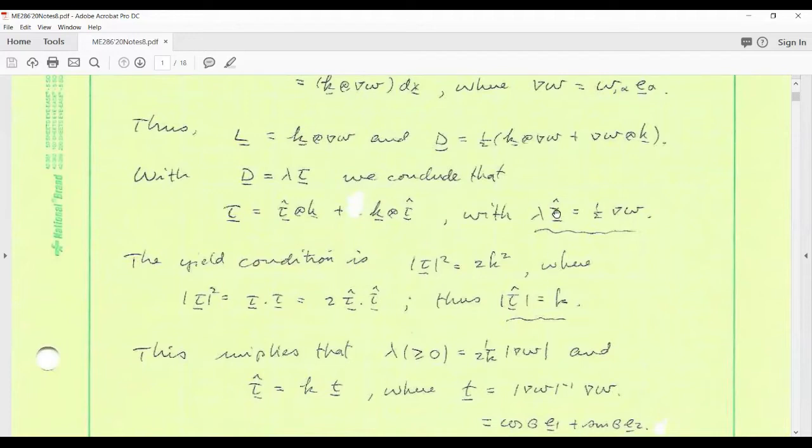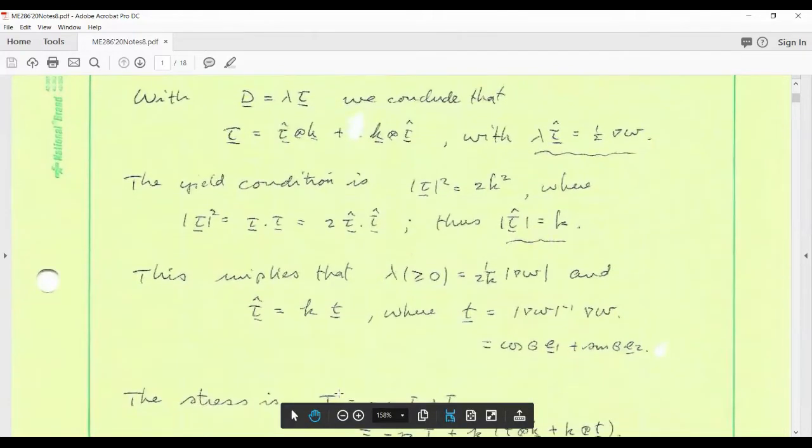Put that back in here, and we get tau hat is k times a unit vector, call it t, where t is the normalized gradient of w, in other words, grad w divided by its norm. And since that's a unit vector now in the plane, we can associate it with an angle theta, cos theta e1 plus sine theta e2, like this.